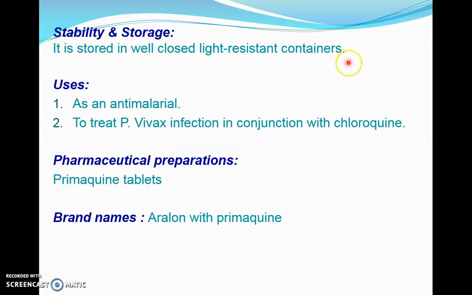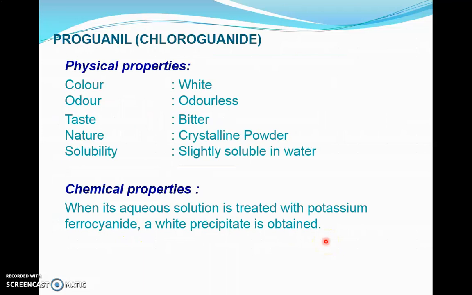It should be stored in a tightly closed, light-resistant container. As usual, there is a storage instruction. It is used as an antimalarial to treat Plasmodium vivax infection in conjunction with chloroquine. So amodiaquine, primaquine and chloroquine will be used in combination for the treatment of Plasmodium vivax types of malaria. Next, the pharmaceutical formulation: primaquine tablet, then Aralen with primaquine. These are the brands available for primaquine.